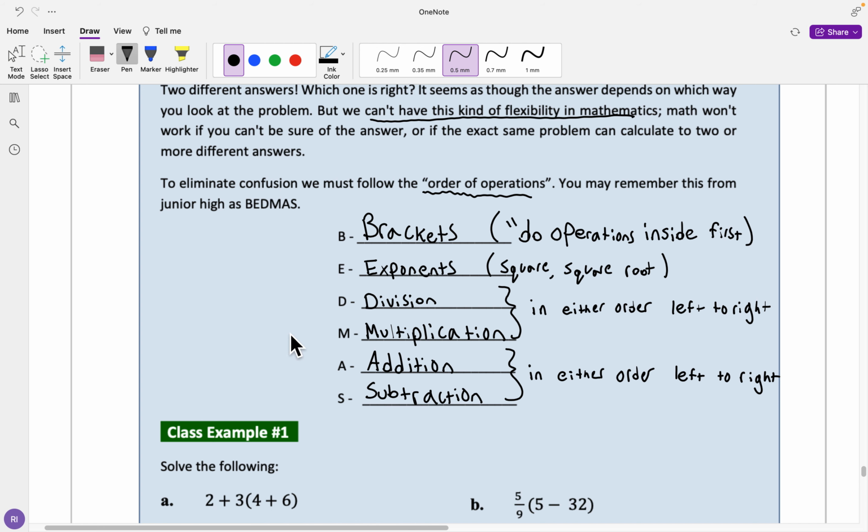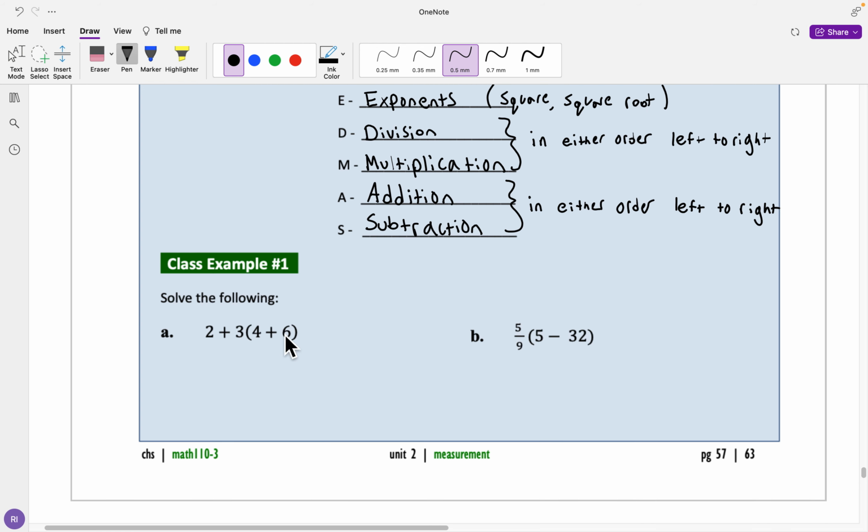Okay, so let's just practice this skill a couple times before we talk about converting temperatures. In this first problem, I noticed brackets, 4 plus 6, which is the operation that I'm going to complete first. I know addition is way down the list of order of operations, but because the 4 plus 6 is inside of the brackets, I have to complete that operation first, which is 10.